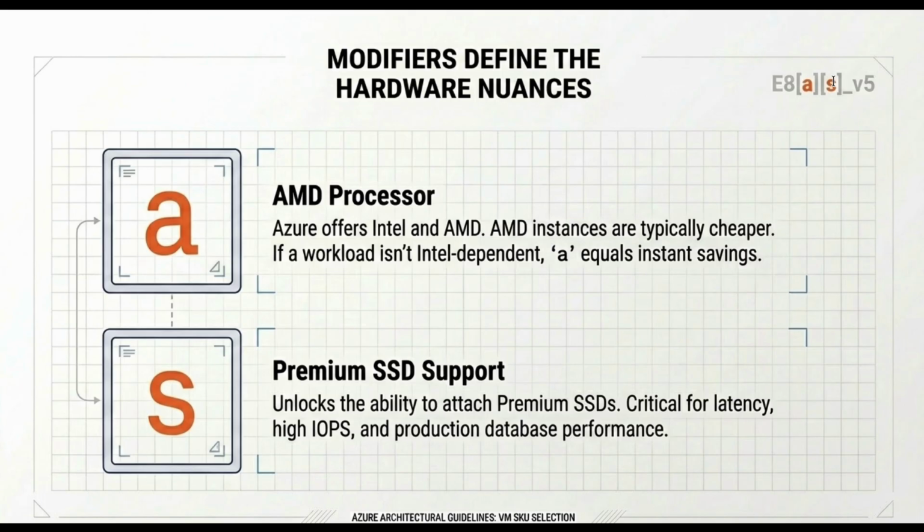And S basically means premium SSD support. So if your workload just requires standard SSD disk, you don't have to include the S, and you will get the standard SSD and HDD, but not the premium SSD. But if your workload requires premium SSD disk, you would have to use the S also in your VM size. So in case you don't want the AMD processor and premium SSD disk support, you can just directly choose E8 V5. But in case you want these features, you would have to use the E8 ASV5.